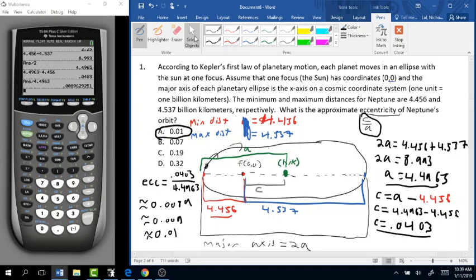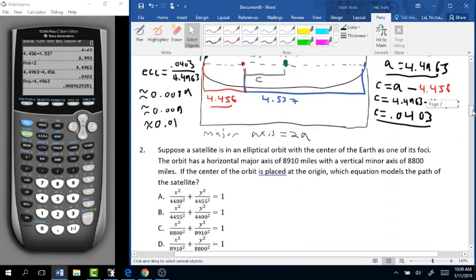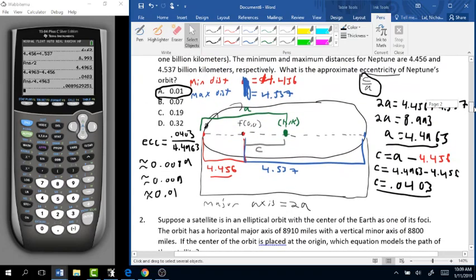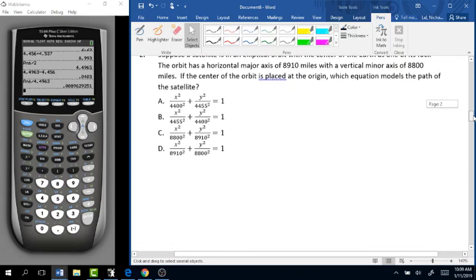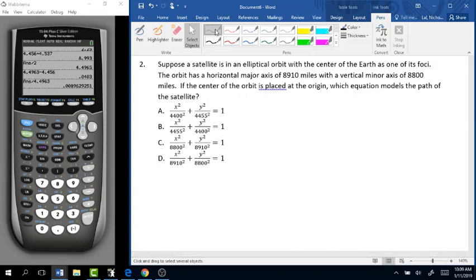So that was problem 1. Let's move on to problem 2. Suppose a satellite is in an elliptical orbit with the center of Earth as one of its foci. The orbit has a horizontal major axis of 8,910 miles with a vertical minor axis of 8,800 miles. If the center of the orbit is placed at the origin, which equation models the path of the satellite?